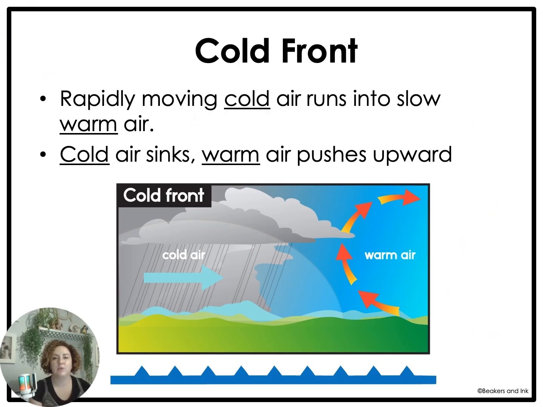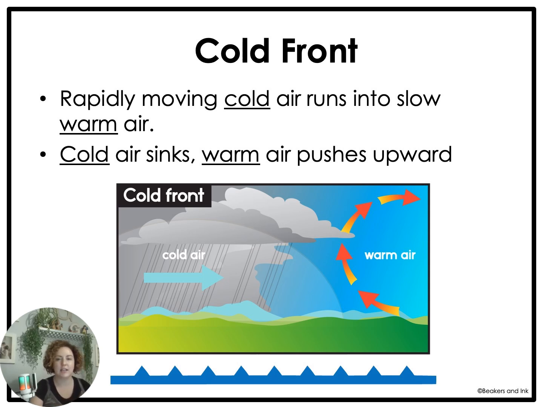How does a cold front form? Well, we have cold air, which is very, very dense. Remember, cold air is sinking because it's lost that oomph. So it's dense. Warm air is less dense, so it's starting to rise. When rapidly moving cold air runs into slow moving warm air, the dense cool air slides underneath the lighter warm air and pushes that warmer air up.